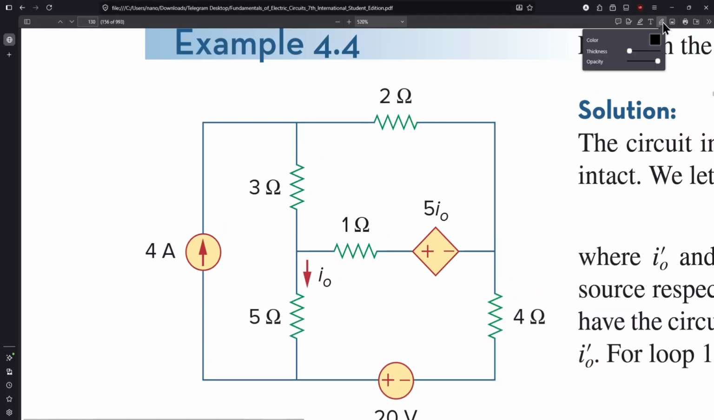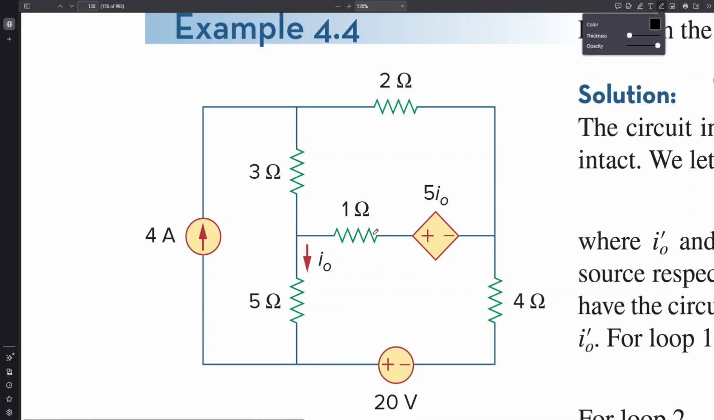Hello everyone, today I'll be explaining the concept of superposition. Now for the circuit here, they're asking you to find I0.